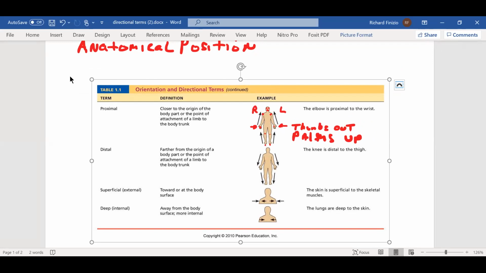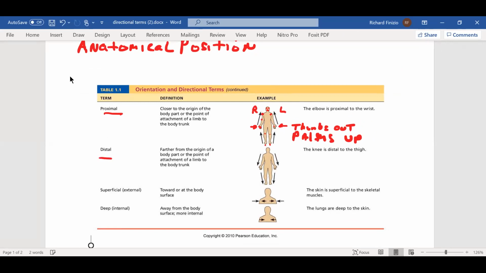So proximal is closer to the body. Like this is the proximal humerus. This is the distal humerus. So the palm is distal to the shoulder. The shoulder is proximal to the elbow. So getting closer to the body is proximal to the midline. Sometimes it has to do with the midline, sometimes it just has to do with the body. Later on, we'll play a little game where I'll say one thing and you'll say the opposite. Like I'll say distal, you say proximal. I say deep, you say superficial.